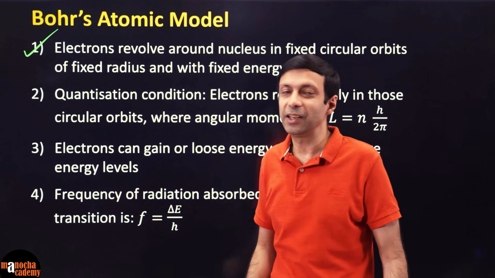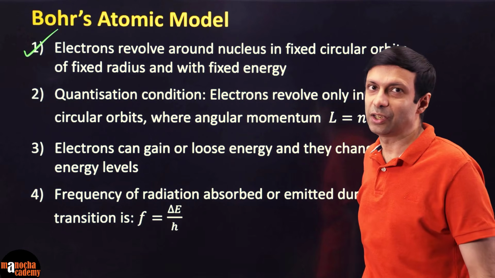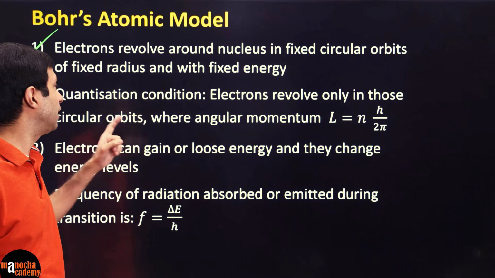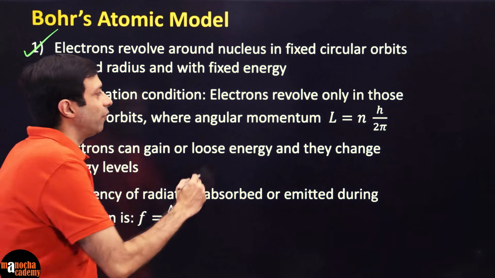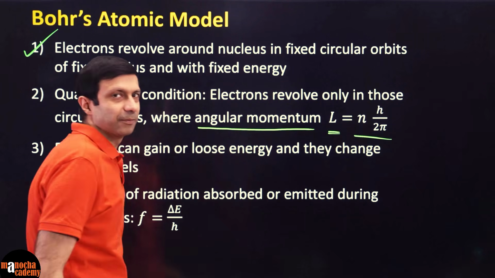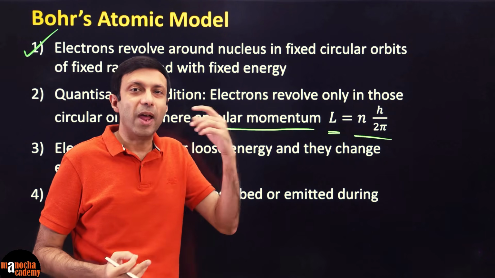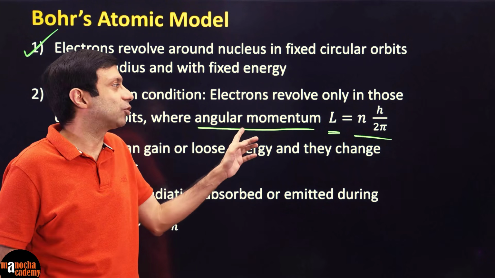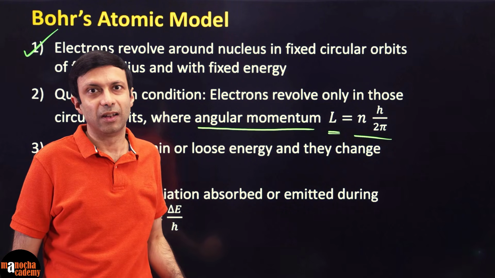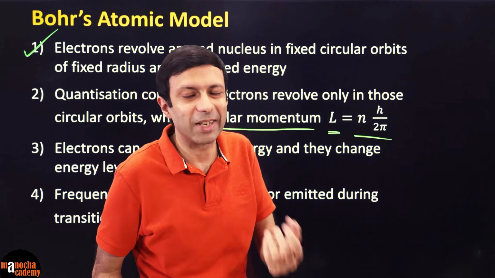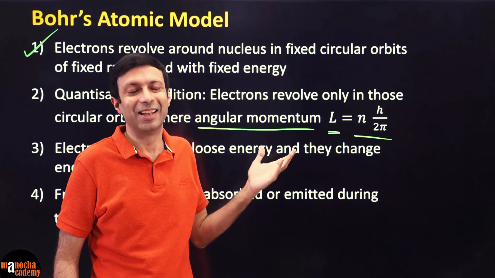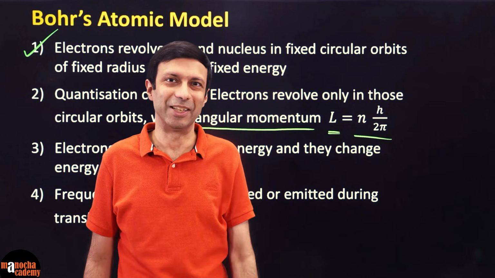The second postulate is very interesting because he said there is a quantization condition. And what is that quantization condition? That electrons revolve in only those circular orbits where the angular momentum L is nh by 2 pi. So there is a condition for where the electrons can revolve, and this condition is based on the angular momentum of the electrons. It is an integer multiple of h by 2 pi. To really understand this postulate, first we need to understand what the term angular momentum means.